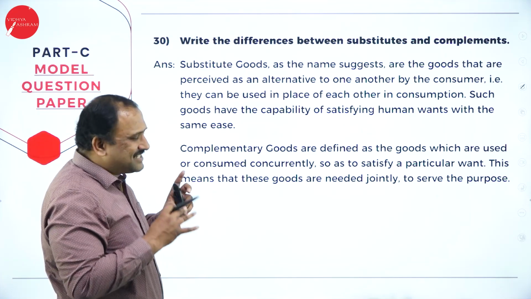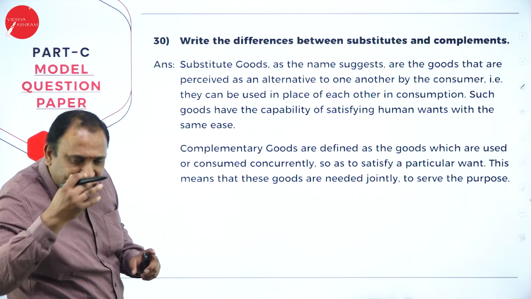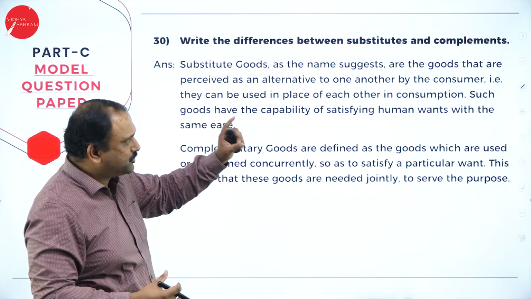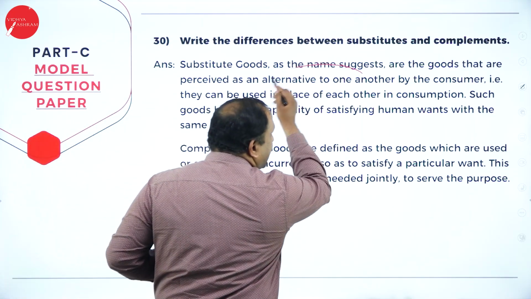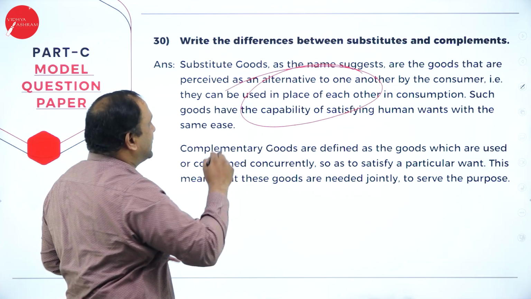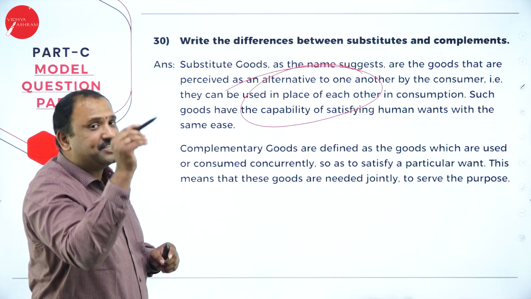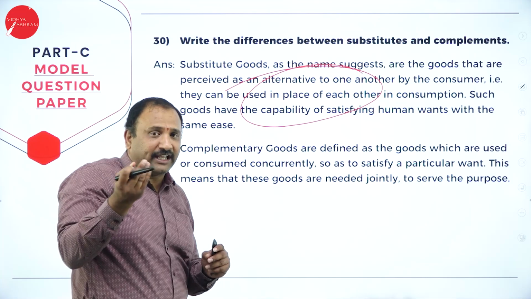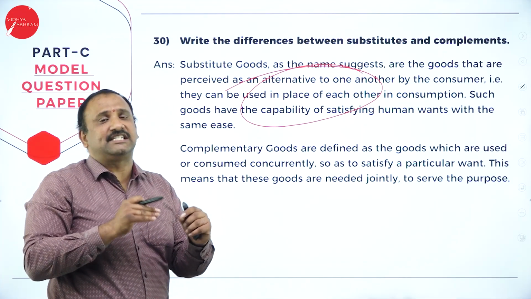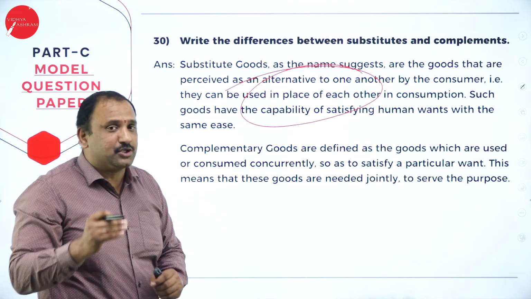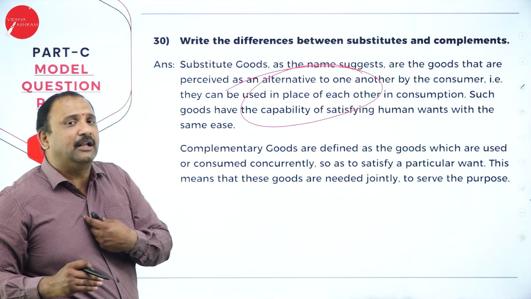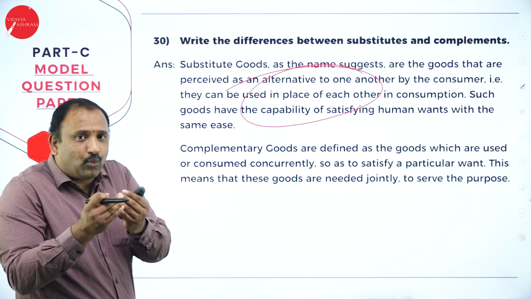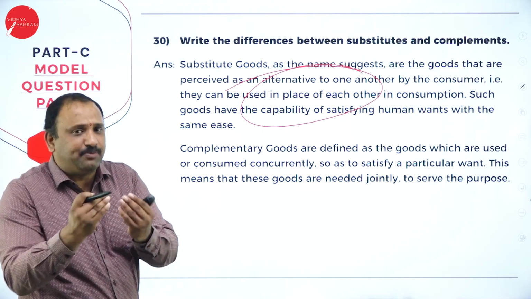The next one, substitutes and complements. The word substitute is quite easy, which means goods which are perceived to be alternatives to one another by the consumer. That's where we use this word substitute. So instead of tea, coffee, that becomes a substitute altogether. When the consumer consumes it, if the coffee is not available, I'll go for tea. So it is vice versa, A versus B kind of thing.